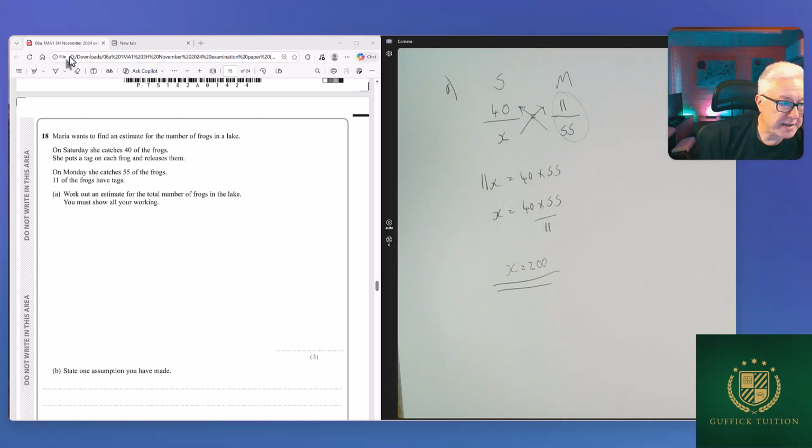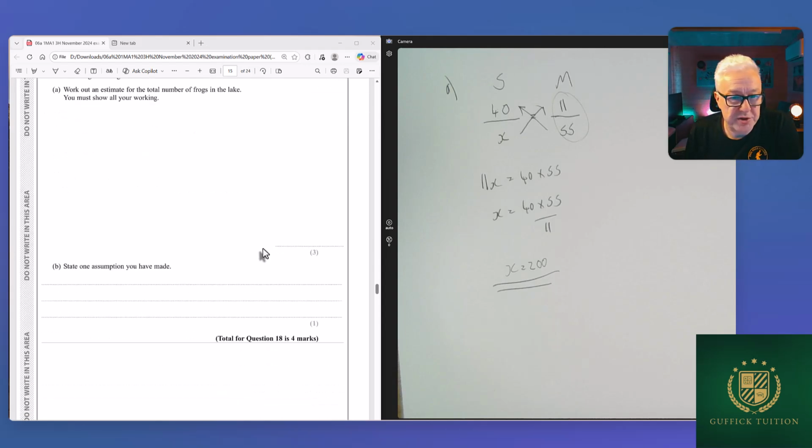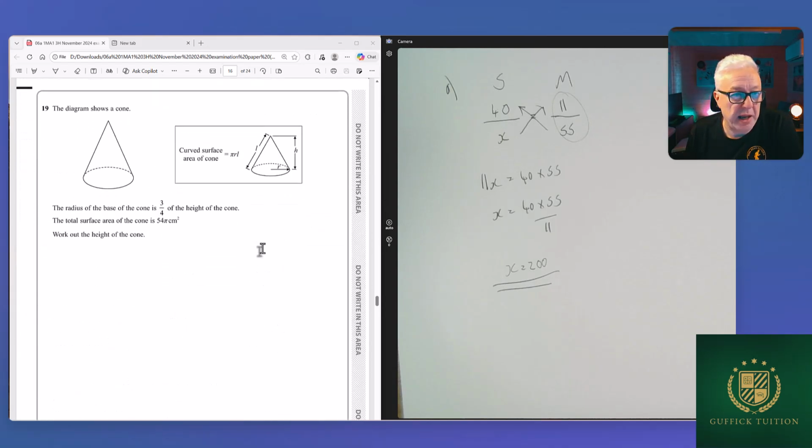However, they will accept no frogs have left the lake or arrived at the lake. None of the frogs have had their tags fall off. There are no baby frogs that have been born or older frogs that have died. I mean, it goes on and on. It's crazy. But I personally think the most important one is to assume that the frogs are evenly distributed throughout the lake.